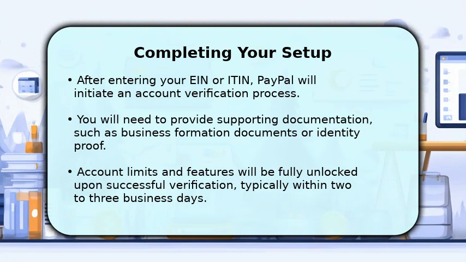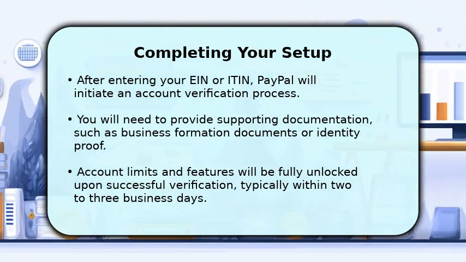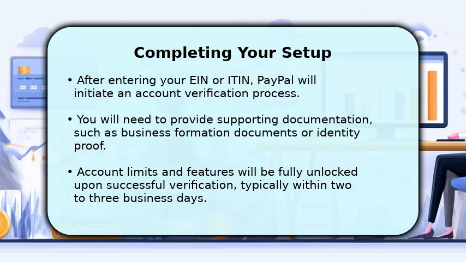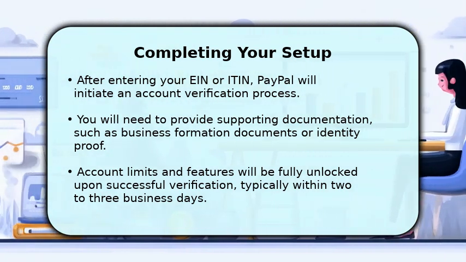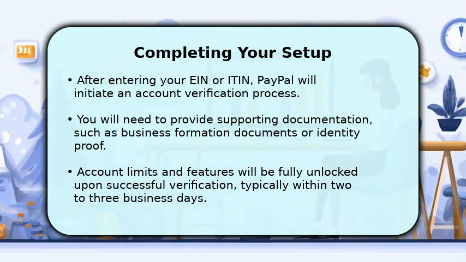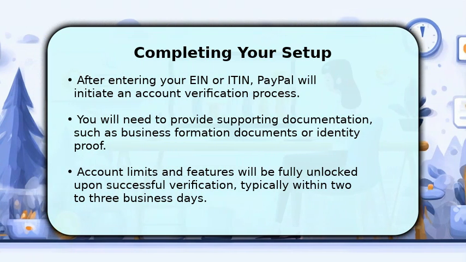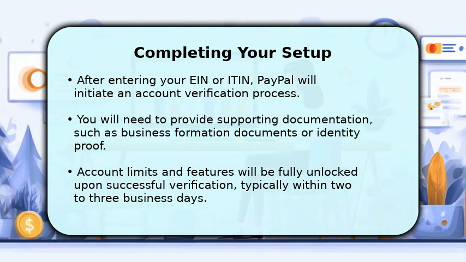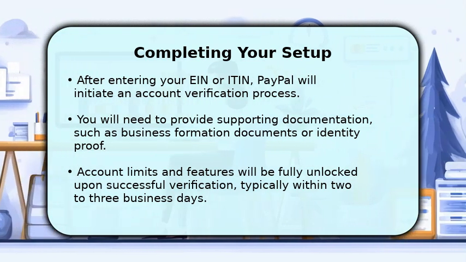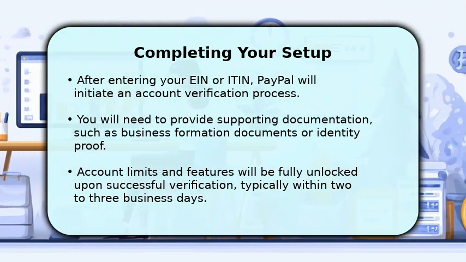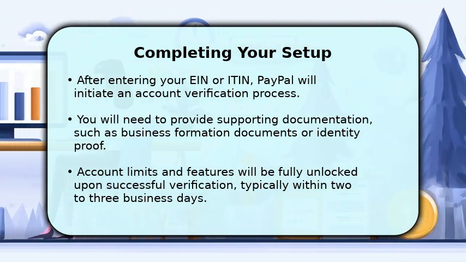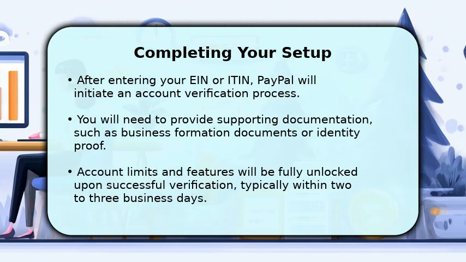Once you have entered your chosen identification number, be it an EIN or ITIN, PayPal will initiate its verification protocols. You will typically be prompted to upload additional documents, such as your business registration or other proof of identity, to substantiate your application. This step ensures the security and legitimacy of your new account. Expect the verification process to complete within approximately 2 to 3 business days, after which your account will have full access and operational capabilities unlocked.